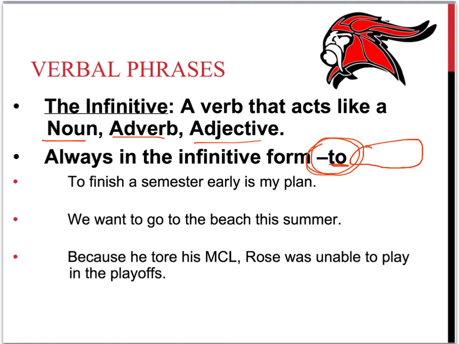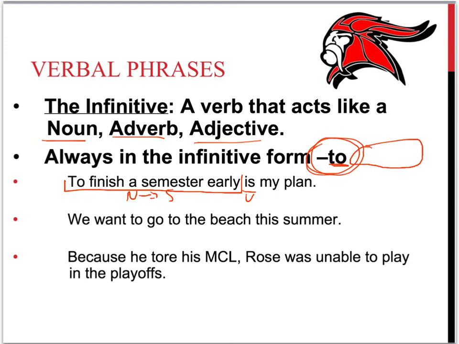Let's look at these sentences. To finish a semester early is my plan. Again, what's the main verb here? Is. To finish a semester early, well, that's your infinitive verbal phrase. That's all you need to really know. If you want to take it a bit further, you can ask yourself, well, what is it? Well, it's a noun because it's functioning as the subject of this sentence. To finish is this.